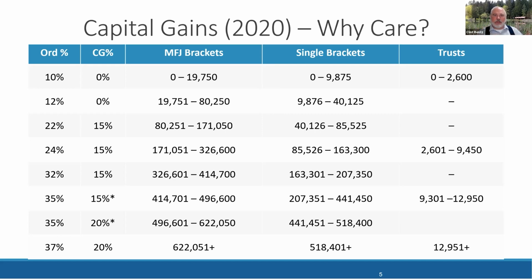We take your taxable income and subtract off the capital gains. That determines what your ordinary tax brackets are. And then that also determines where we start with the capital gains brackets, and then you move up from there.